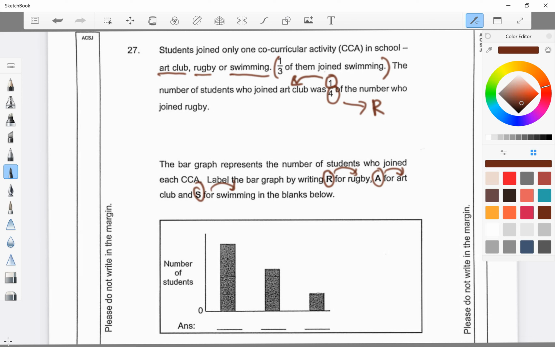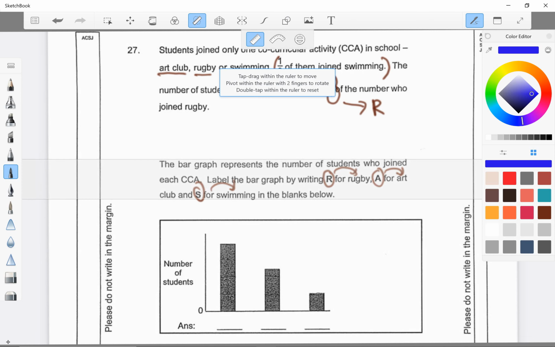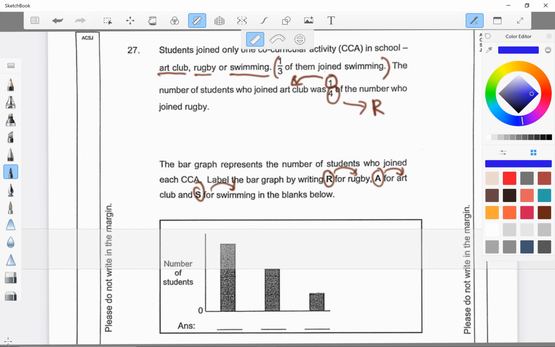So now, how should we actually go ahead to solve this? So when we are facing such a question, not to worry, we can actually make use of our ruler. They mentioned that the art club is supposed to be 1 unit, and the rugby is supposed to be 4 units. So with my ruler and my pencil, usually what I will do is that I will draw lines.